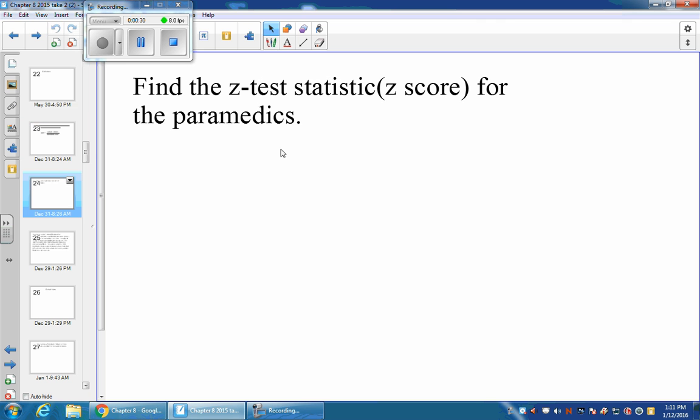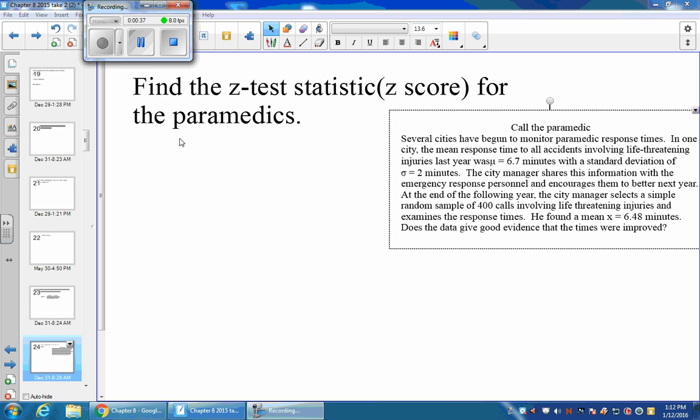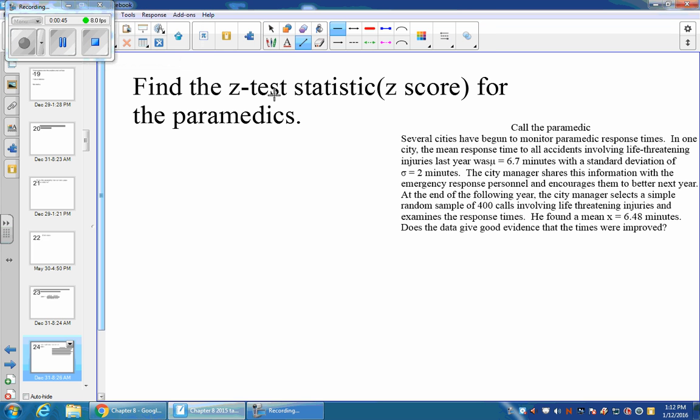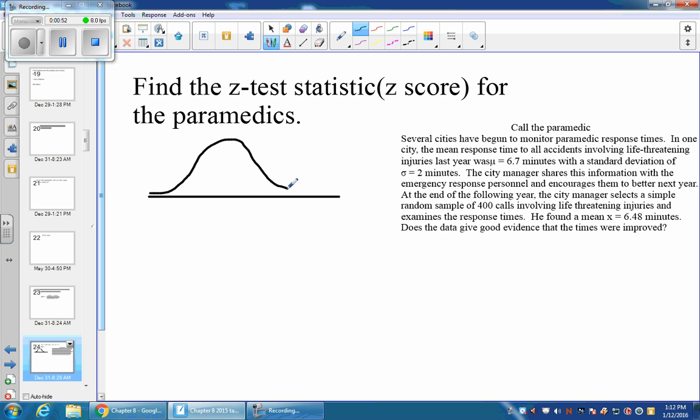For instance, if we wanted to find our z-statistic in the paramedic example. All right, so to do our z-statistic, we have to assume that the null hypothesis is true. So what I'm going to do is draw a normal distribution, assuming that our null hypothesis is true. And in our paramedic example, 6.7 was last year's mean, so that's our null hypothesis.